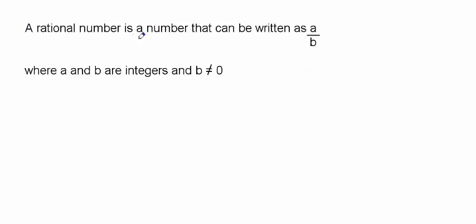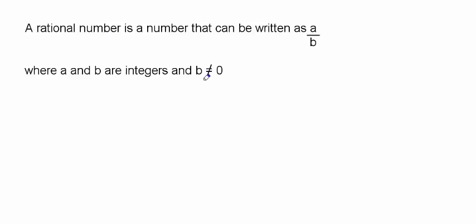A rational number is a number that can be written as a over b, that is, as a fraction, where a and b are integers and b is not equal to 0. A number that cannot be written in this form is called an irrational number. You just have an "ir" before the rational. Let's talk about rational numbers first.